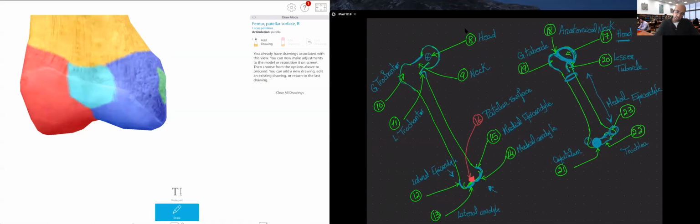Any difficulty? So again, important articulations here. Head of the femur is articulating with what? Is articulating with the acetabulum. The medial and lateral condyles of the femur are articulating with the tibia. Trochlea is articulating with the ulna. Capitulum is articulating with the radius. Remember, head of the radius. And the trochlea is articulating with the trochlear notch of the ulna. What is the head of the humerus articulating with? Is articulating with the glenoid cavity of the scapula.